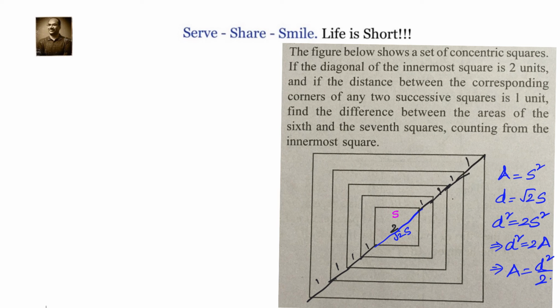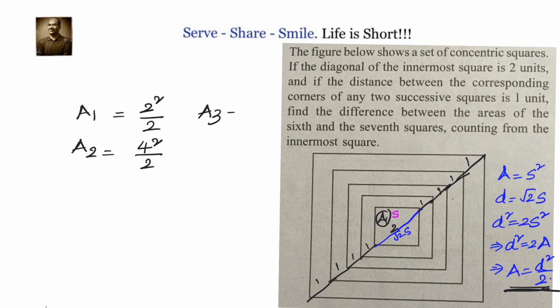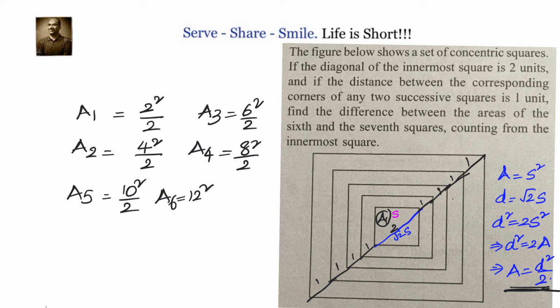We know for the first one, area of first square A1 is equal to d square by 2. Diagonal is 2, so 2 square by 2. When we go to the next square, our A2 will be d square by 2, but now the diagonal is 2 plus 1 plus 1, 4. Next time it is 6. Next time it is 8. A5 will be 10. A6 will be 12. A7 will be 14.